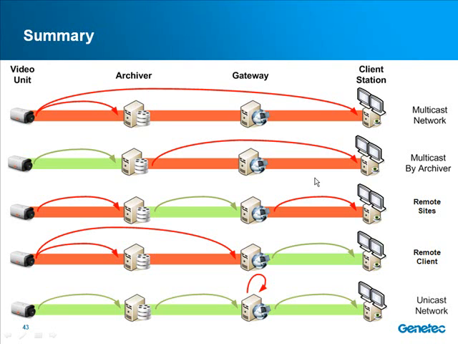In our remote site scenario, we have archivers and video units at locations that support multicast locally, but the connection between the sites and the main site is Unicast-only. The redirection in this case is being done by both the gateways and the archivers. If we have a site that has local clients and cameras, we need to use a reverse gateway connection to the main gateway.